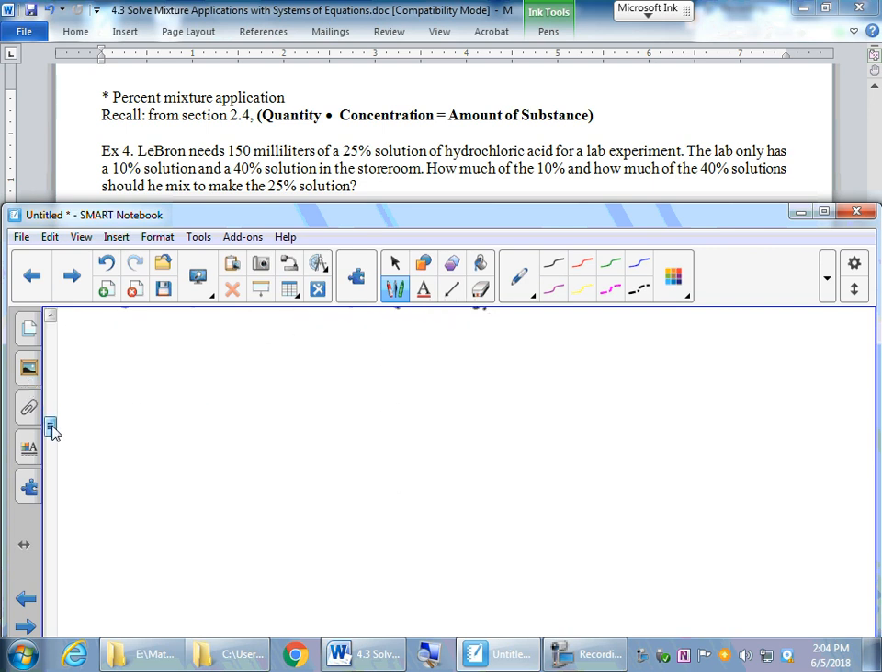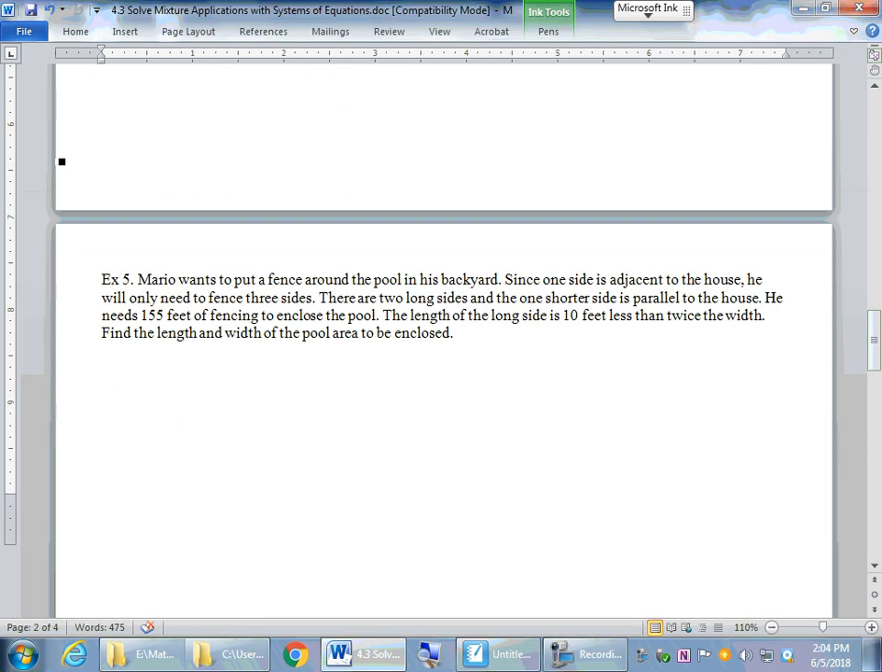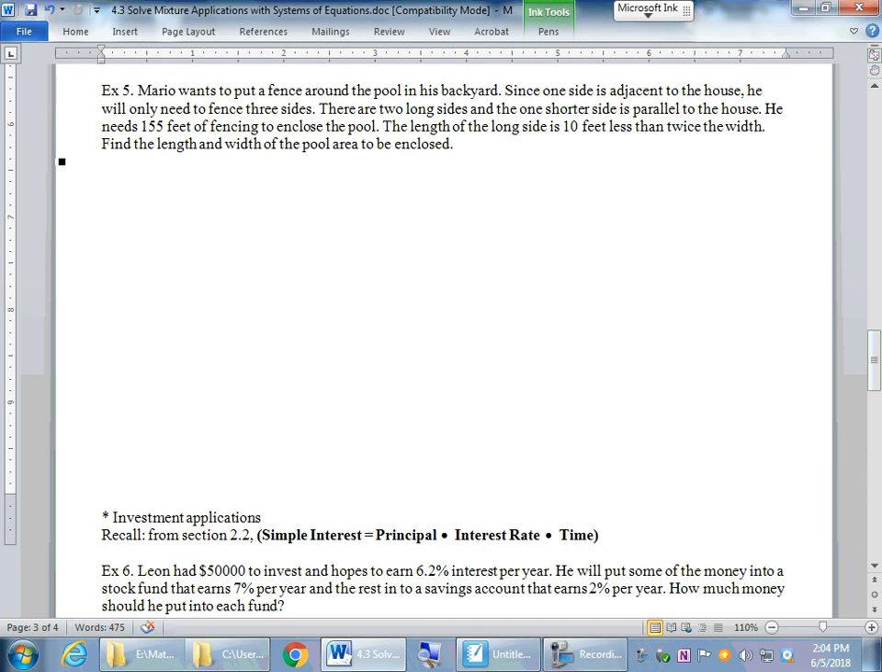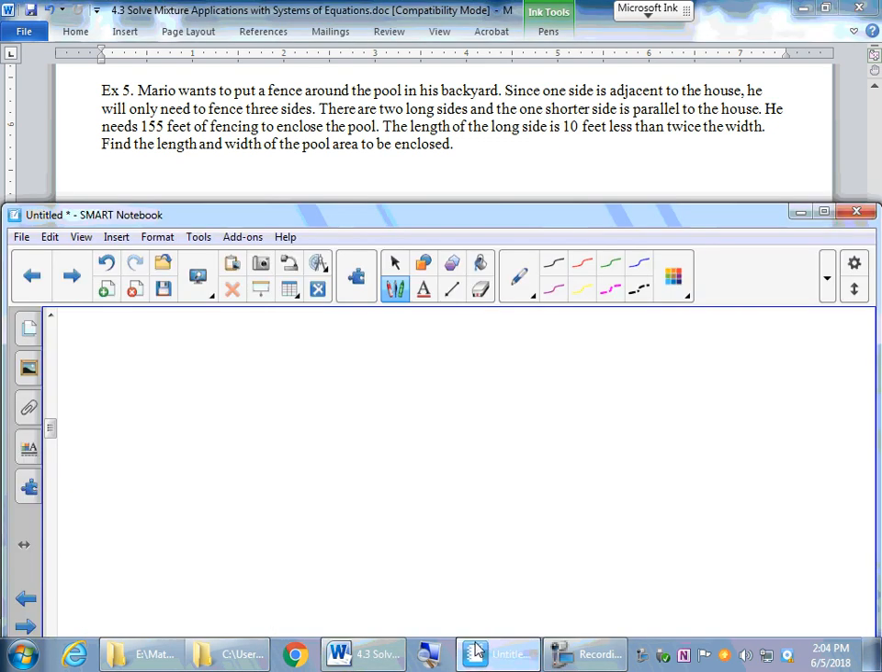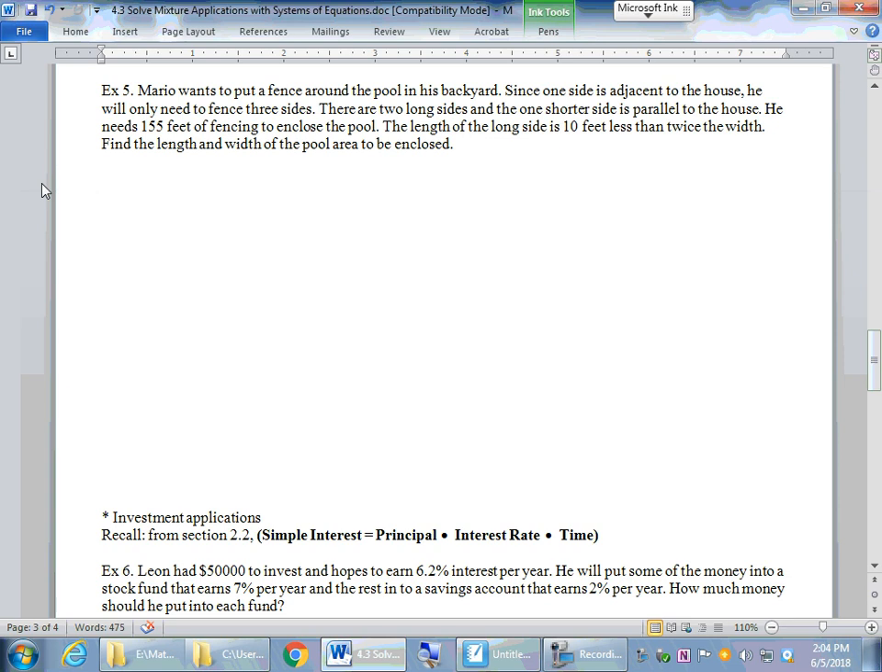So moving on to the next example. Oh, let's skip example number 5. This example is from the previous sessions. I don't know how I got it right here. So let's cross it out and then move on to the investment problem.